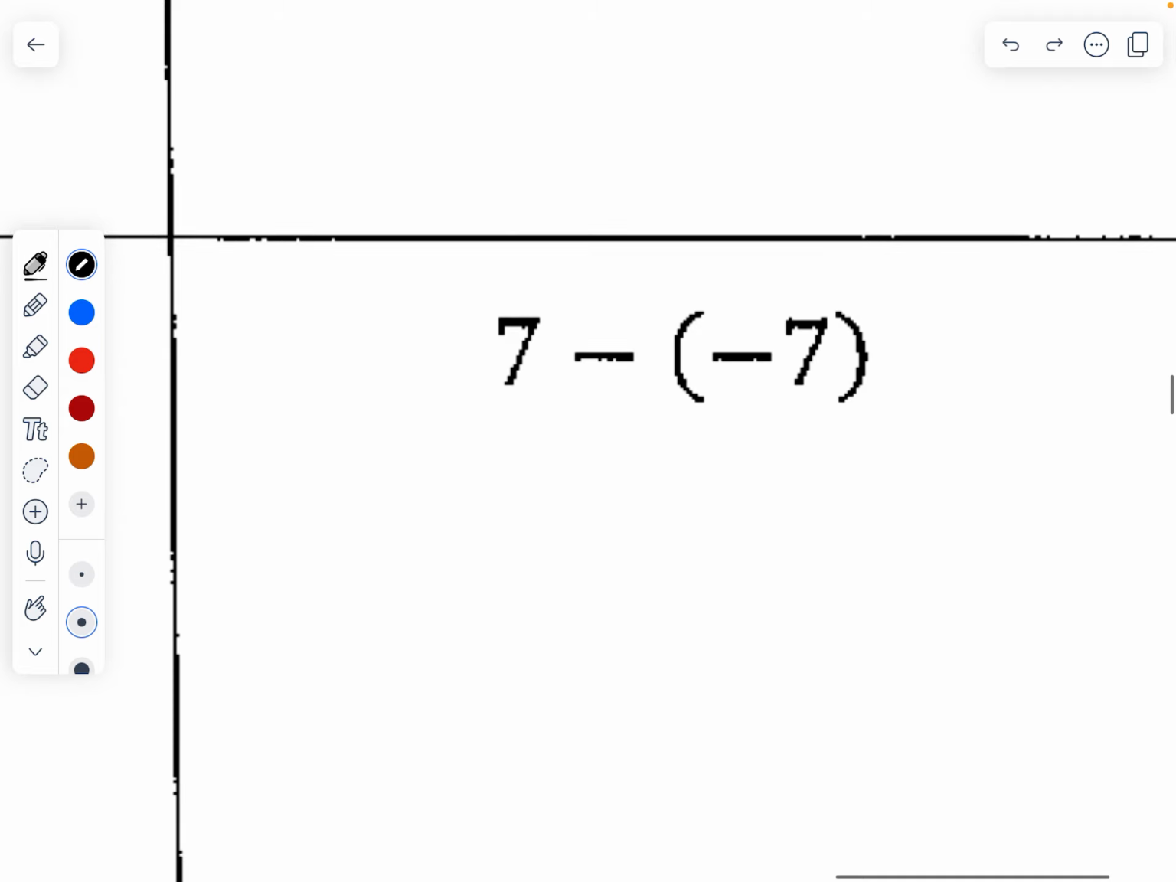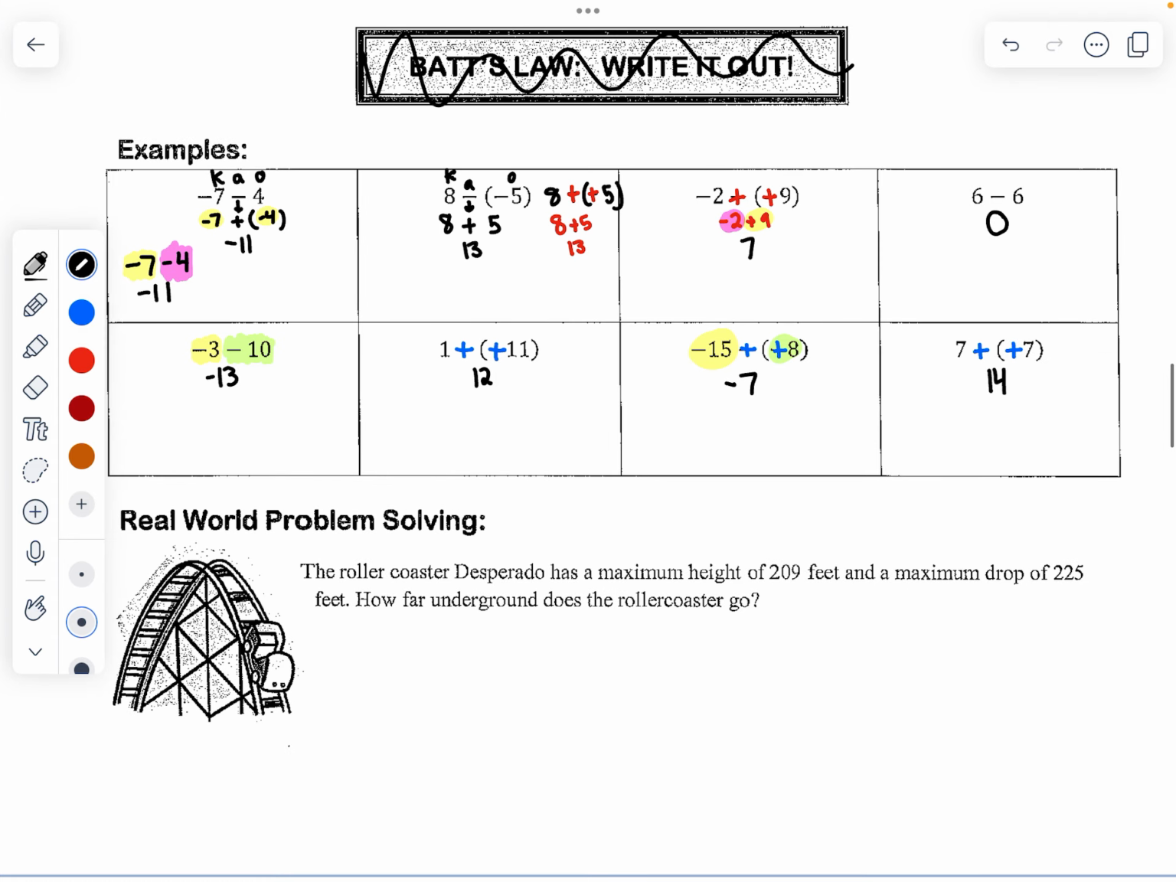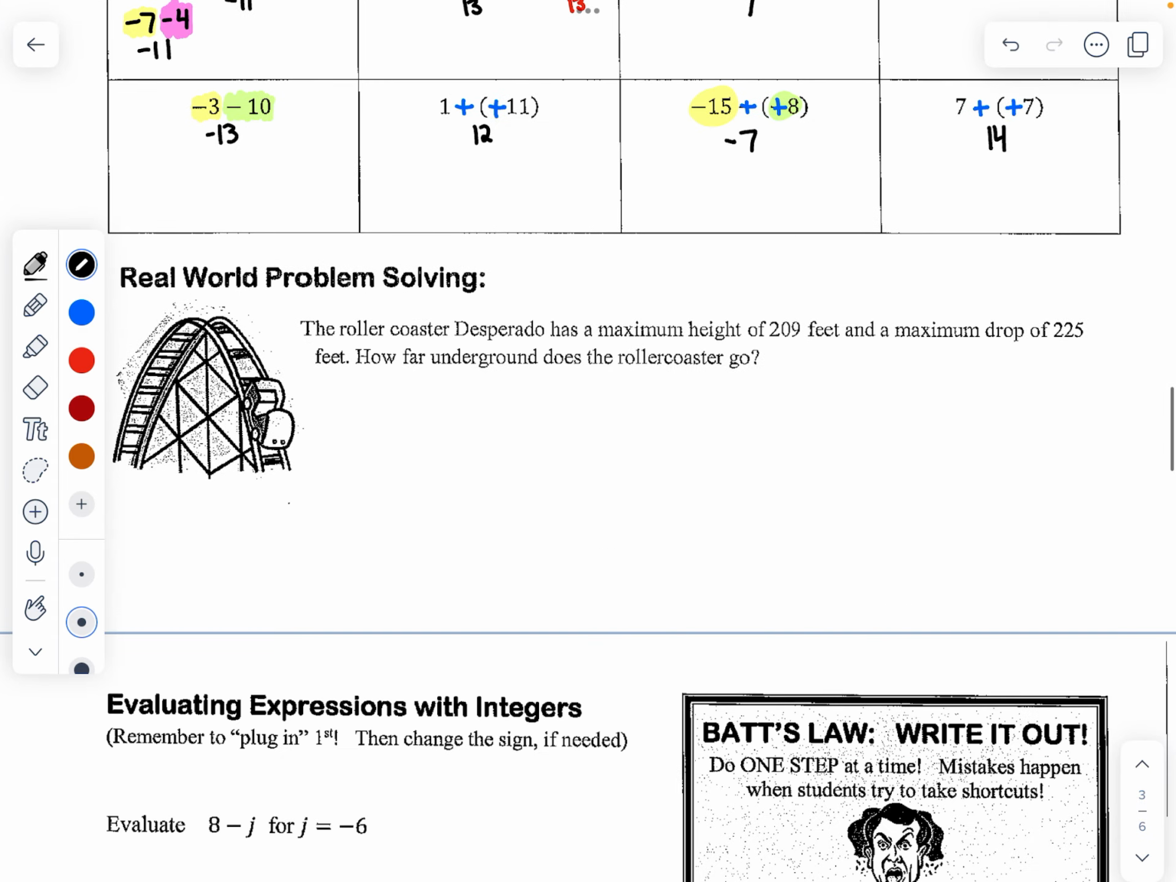And last one, people get tricked up on this one because they see 7 and negative 7 and they go, oh, those are opposites. It's going to be 0. Not so fast, my friend. These two right here, additive inverse, now it is really 7 plus 7, which is 14. So that's how you do some subtracting integers.